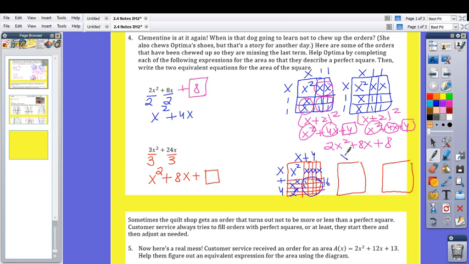Same thing here, you will have x plus 4, x plus 4. Here you will have 4 of them and 4 of them, and here also 4 of them and 4 of them. So x plus 4 and x plus 4. These are x's, so you have 8 x's.